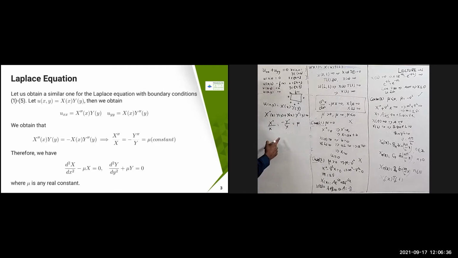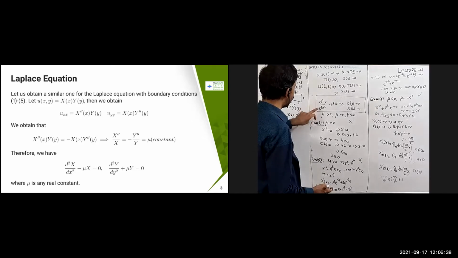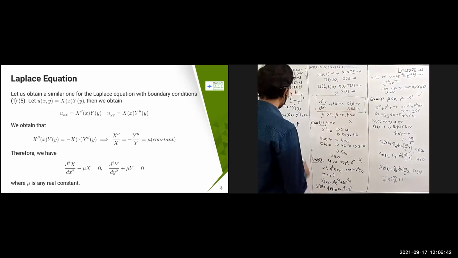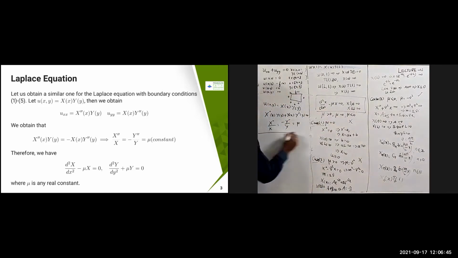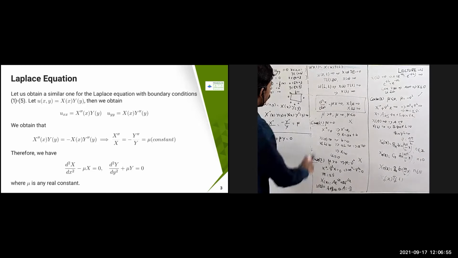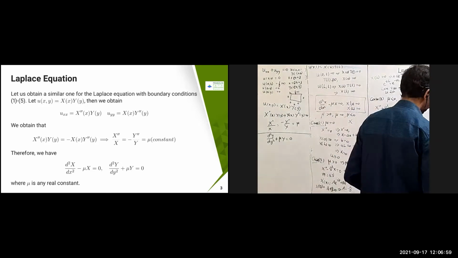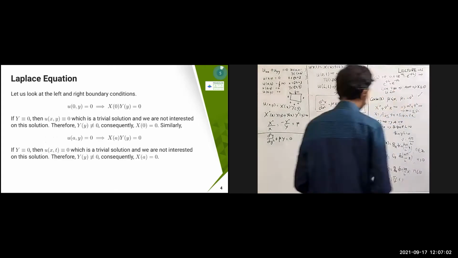So therefore, what you are going to get? You are going to get a similar kind of equation: d square x by dx square minus mu x equal to 0. Now, similarly, you will get one more equation, which is nothing but d square y by dy square plus mu y equal to 0. So two equations are going to come. So let us solve this equation first. Same kind of thing. Can you use any real constant? What you need to do? You got to use the same kind of thing.